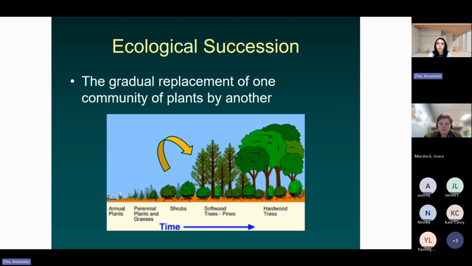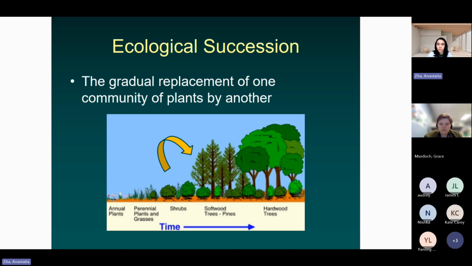When discussing habitat for wildlife, it's important to understand the concept of succession. Ecological succession is the process of how a community of living organisms changes over time in a particular habitat. There are two types of ecological succession: primary succession and secondary succession.